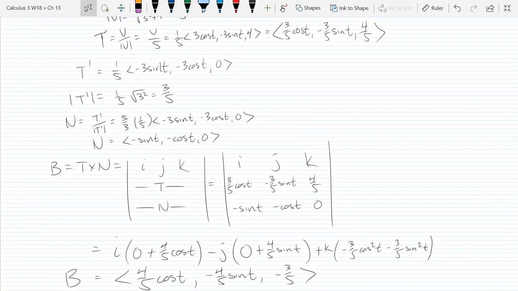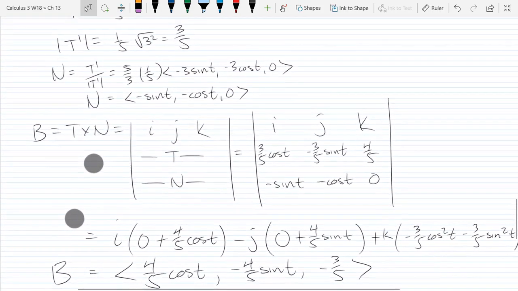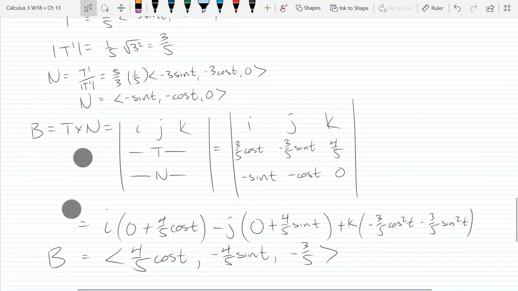Are there any T, N, or B questions? Again, I saw what you were doing. You took a shortcut, and instead of writing them out, you blocked the one letter that you didn't need in the i or the j or the k, and then just did the cross multiplication.